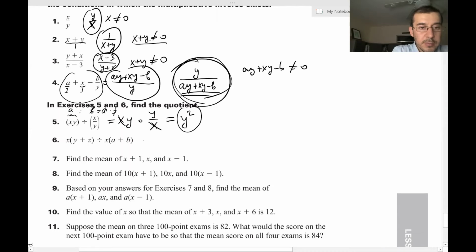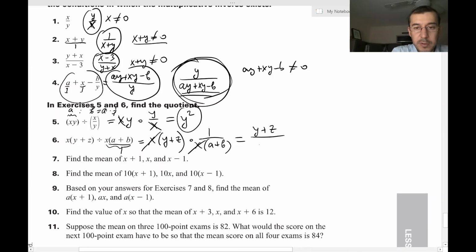Number 6, we have x times y plus z. And now instead of division, we're going to have multiplication. Then we're going to have the multiplicative inverse of this guy here, which is, this is over 1. So this is going to be 1 over x a plus b. Now x and x cancel out. So you just end up with y plus z times 1, or that's y plus z over a plus b.